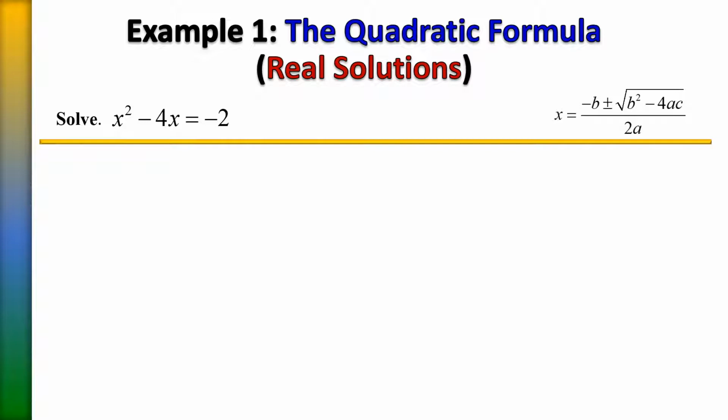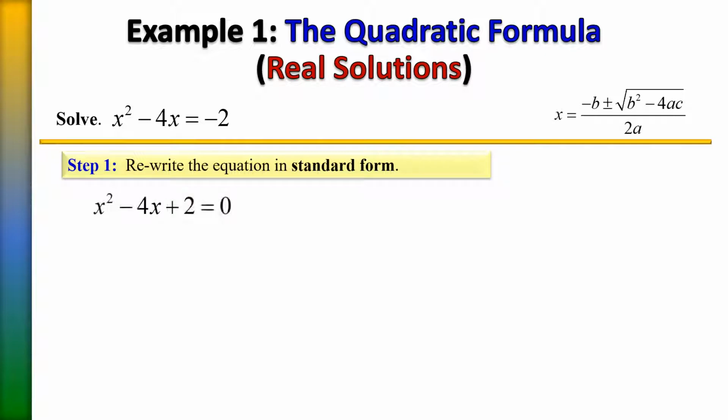Recall, the first step is to make sure that the equation is in standard form so that we can assign values to a, b, and c. The first step toward getting it in standard form would be to add 2 to each side, because we want to get all our numbers on the left side and 0 on the right. So let's go ahead and do that. Now that the equation is in standard form, we can go ahead and assign variables.